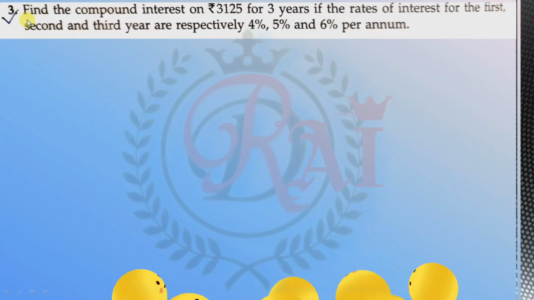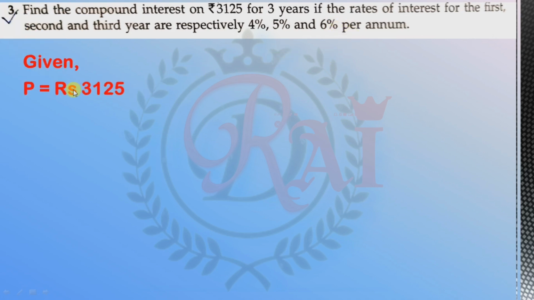My next question is: find the compound interest on rupees 3,125 for 3 years if the rates of interest for the first, second and third year are respectively 4%, 5% and 6% per annum. So given principal is equal to 3,125, rate of interest for the first year is equal to 4%, rate of interest for the second year is equal to 5%, rate of interest for the third year is equal to 6%.